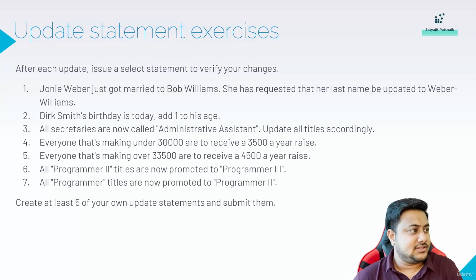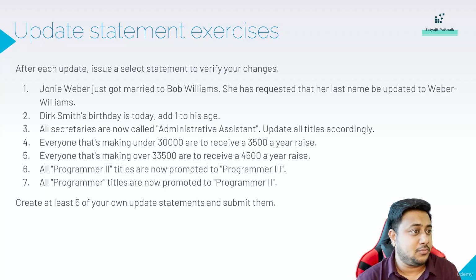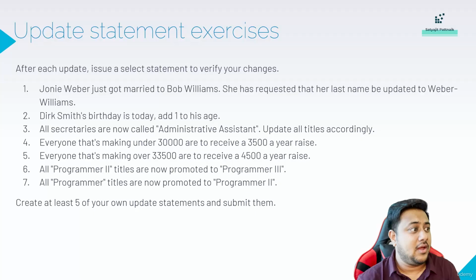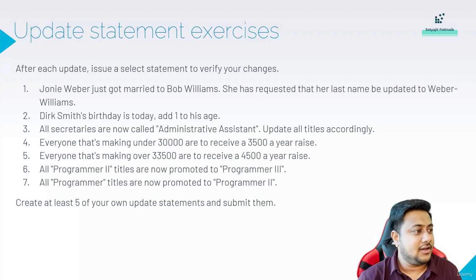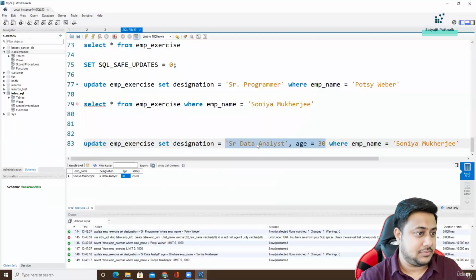These are some of the exercises. After each update, issue a select statement to verify your changes. Johnny Weber just got married to Bob Williams. She has requested that her last name needs to be updated to Weber Williams. How do we do that? Update query. Doug Smith's birthday is today. Add 1 to his age. How do we add 1 to his age?